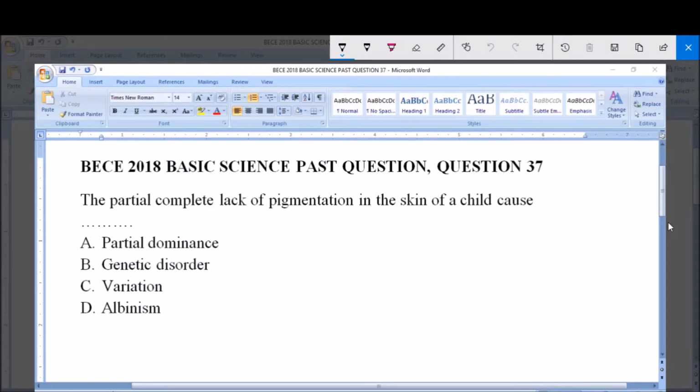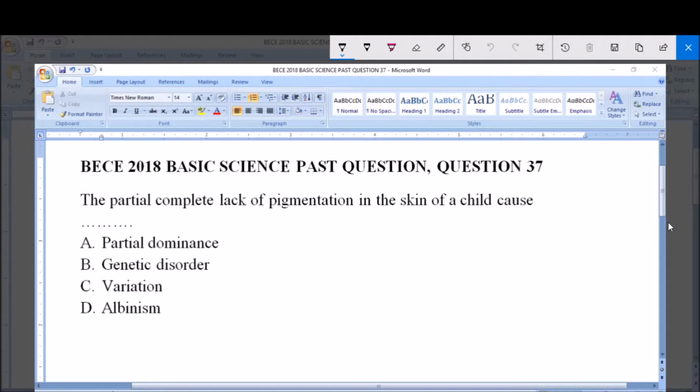Today we're going to be dealing with BECE 2018 Basic Science Past Question, question 37. The partial complete lack of pigmentation in the skin of a child cause dash.